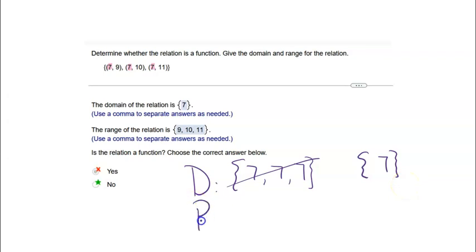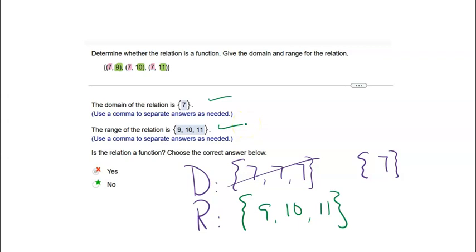And then the range, I'm just going to denote with an R for range, is going to be the output, which are your y values. Do you have to put those in order? Well, to be correct for a set, it doesn't have to be in order, but this homework likes you to put your numbers in ascending order. So instead of doing 11, 10, 9, I'm going to do 9, 10, 11. Notice those are the correct answers here.